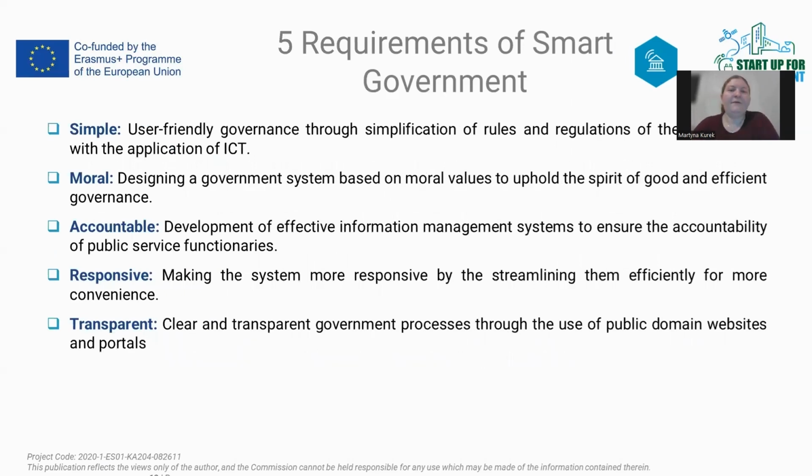What are the 5 requirements of the smart government? The first one is simple: to have user-friendly governance through simplification of rules and regulations of the government with the application of ICT. The second is moral: designing a government system based on moral values to uphold the spirit of good and efficient governance. The third is to be accountable: development of effective information management systems to ensure the accountability of public service functionaries.